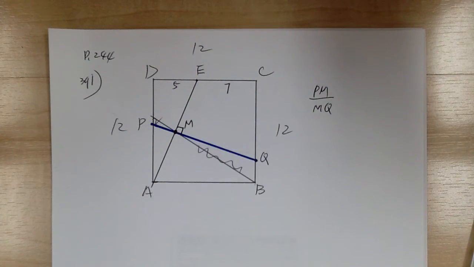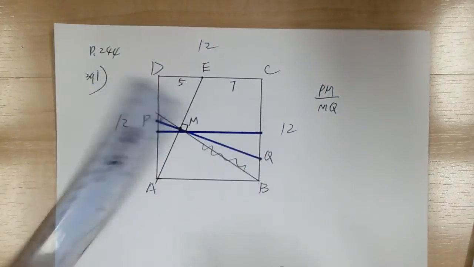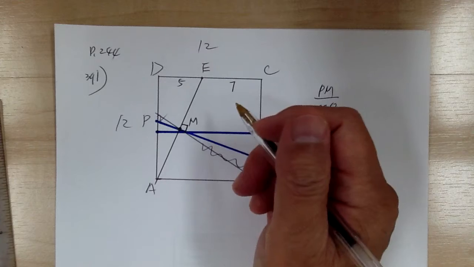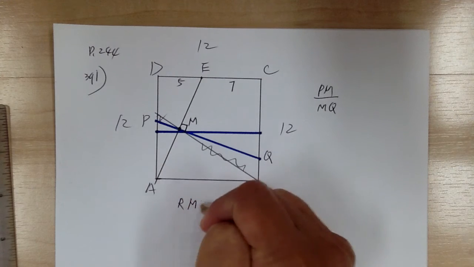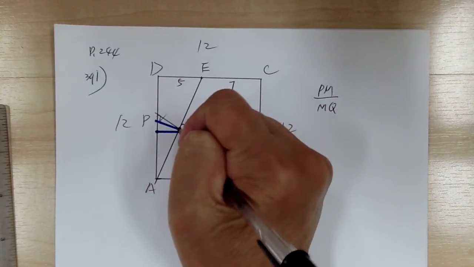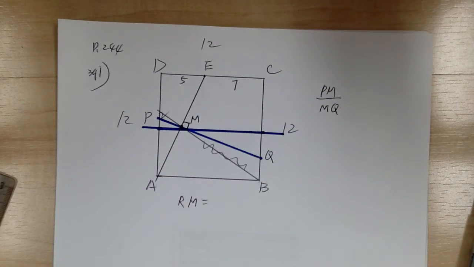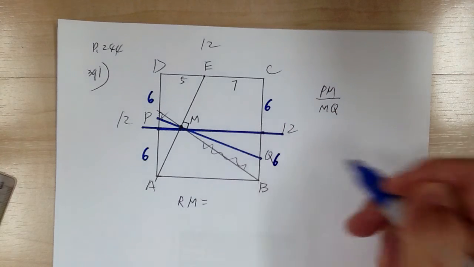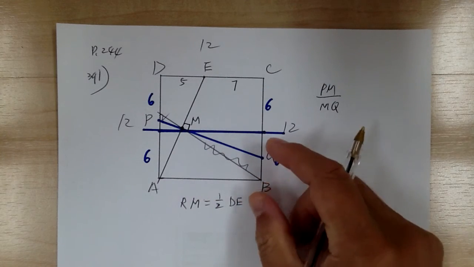Okay, so what we need to do is go ahead and draw a parallel line. So from here, RM. Okay, so this is 5 and this is 12. And since this is the midpoint, this should divide into also the midpoint. So right away, this would be a 6. This would be a 6. So RM equals 1/2 DE.